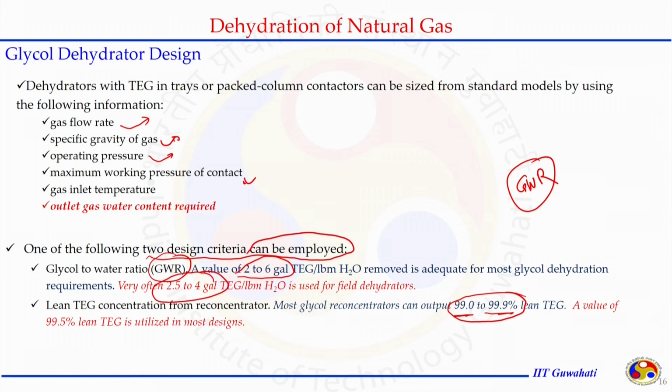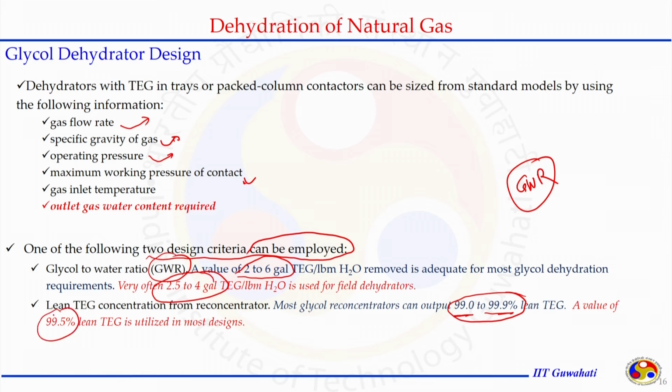Lean TEG means the water is not there. A value of 99.5 percent lean TEG is utilized in most designs. So, the design of the entire absorption dehydration process should be done such that we are able to recover 99.5% glycol or TEG from the process, sending it for recycling purposes.